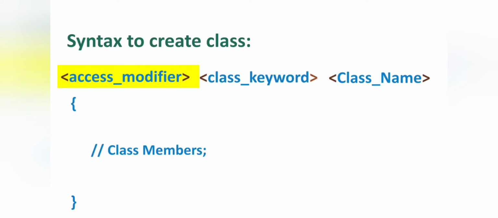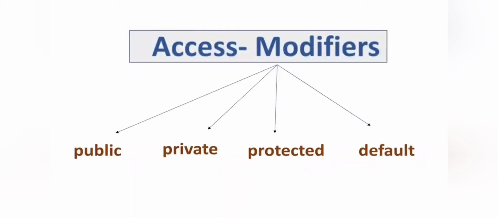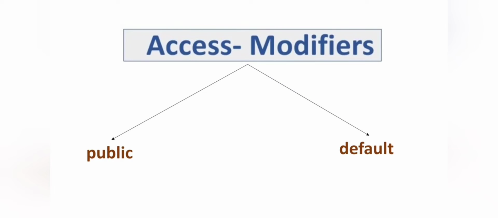Access modifier controls the access level or scope of a class, and in Java there are four types of access modifier: public, private, protected and default, but we can use only two access modifiers for a class. They are public and default.